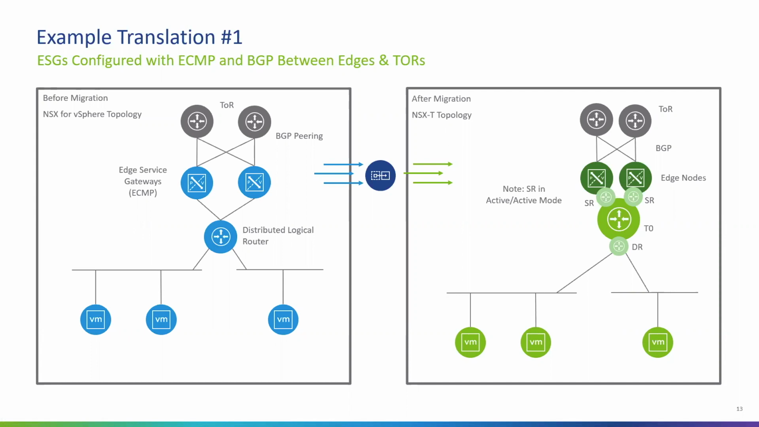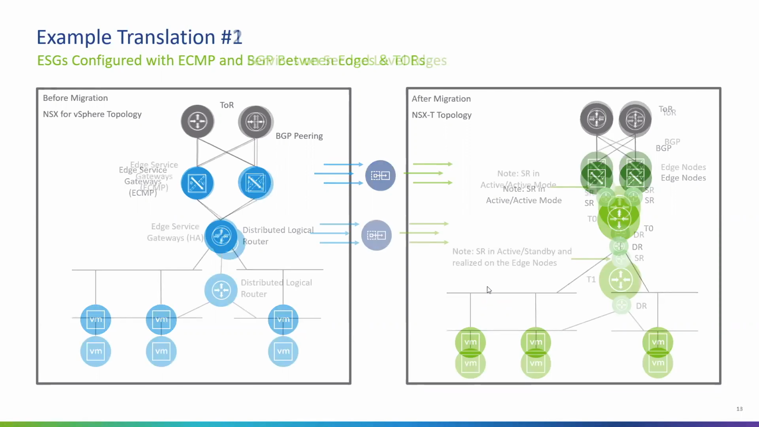So if you have this scenario, this setup, and you were to do an in-place V2T migration with the coordinator, it would translate you to a single tier 0 gateway with the components that live in the edges as well as the distributed router component. And if you decided you wanted a T1, it'd be real easy after that to throw a T1 in and just swing that uplink over. Yeah, and that's what I wanted to show here.